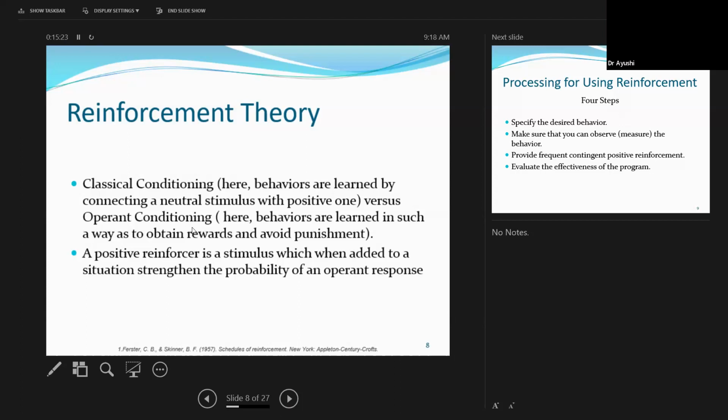So it is versus operant conditioning, where the behaviors are learned in such a way to obtain rewards or to avoid punishments.